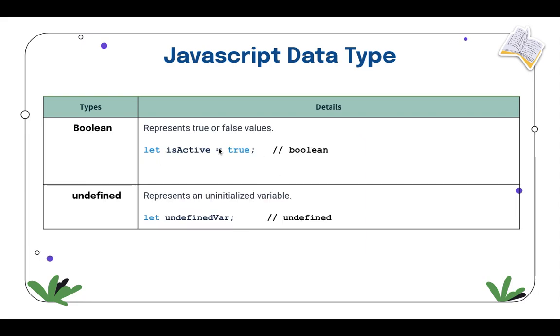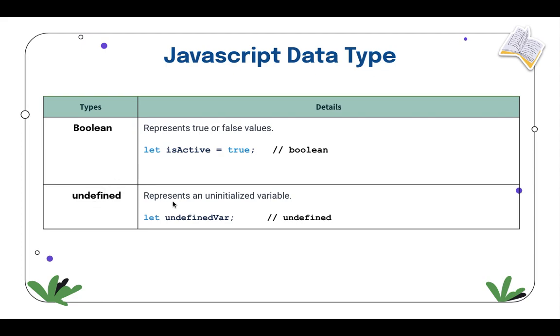Next data type is boolean. Boolean is nothing but true or false, 1 or 0. In JavaScript, 1 or 0 is denoted by true or false. So see, we have one variable, let isActive, and we are assigning true without any double quotes, without any single quotes. So without any quotes, we are assigning the value to isActive, that is boolean.